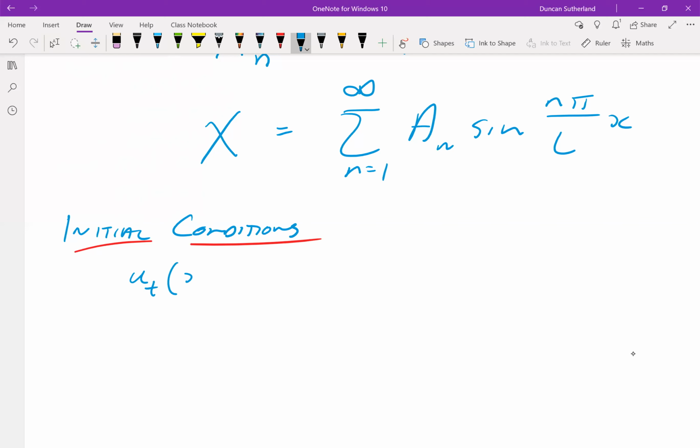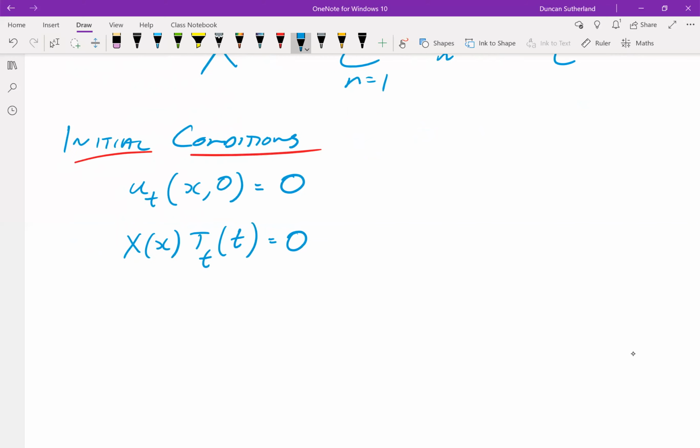So the time derivative one, that's a nice homogeneous initial condition. So this will actually imply something useful. When we sub in our product again, this equals 0. So you can divide out the X of x, and what you've got in that case is T dash, little t, of 0 equals 0. So we need the time derivative of our T solution.